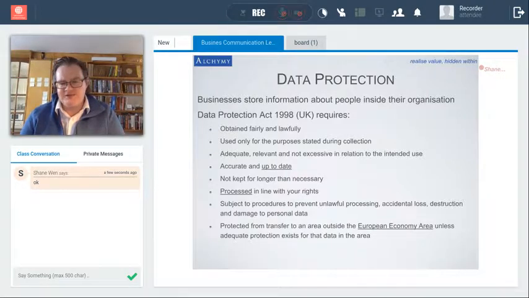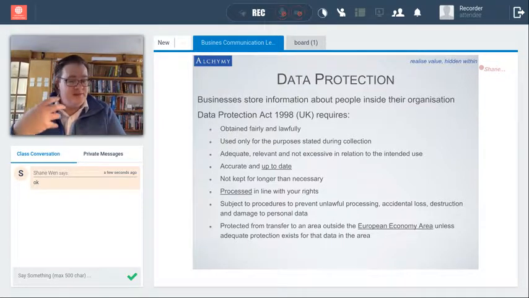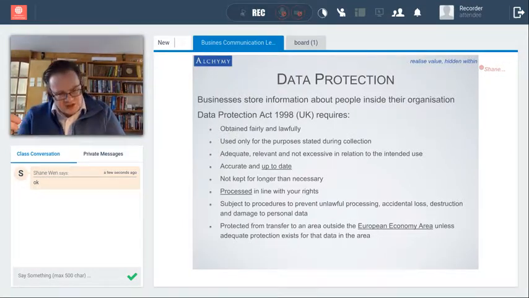Fairly and lawfully. Now, if you think about that, we gather information from a whole range of sources. So the Data Protection Act puts a responsibility on the organization to make sure that it obtains information fairly and lawfully. If you come into information in a manner that's not fair or lawful, then potentially you have risk. And that's important. We'll come to that.